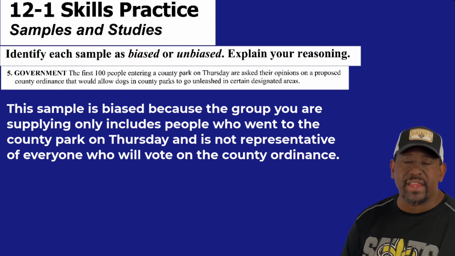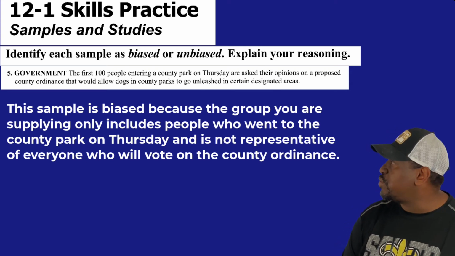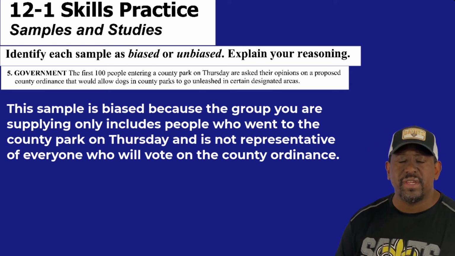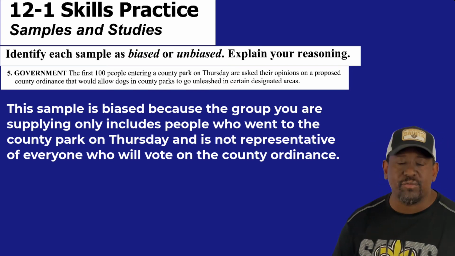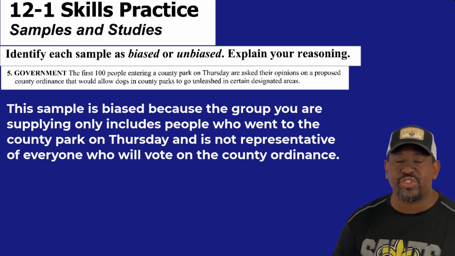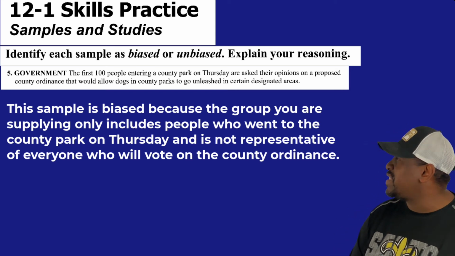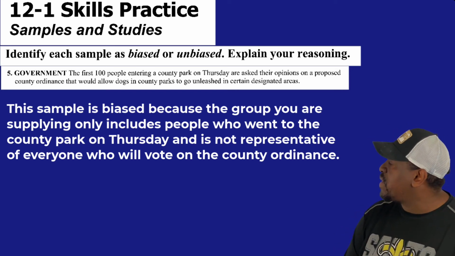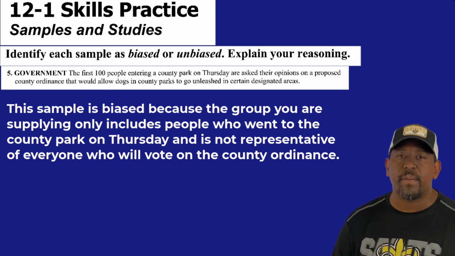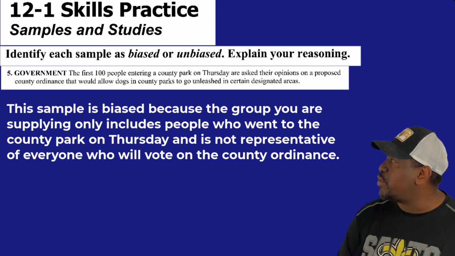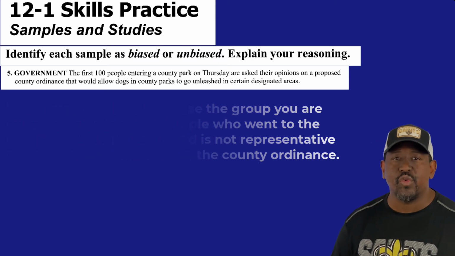And so we want to write this in complete sentences. As we have said with this Common Core, we want to be very complete in our thoughts. And so the NOLA Mathman writes everything in complete sentences. I know it might be a little tedious, but it actually is a very thorough way of doing your word problems. These are like word problems. So reading the whole response: the sample is biased because the group you are sampling only includes people who went to the county park on Thursday and is not representative of everyone who will vote on that county ordinance.